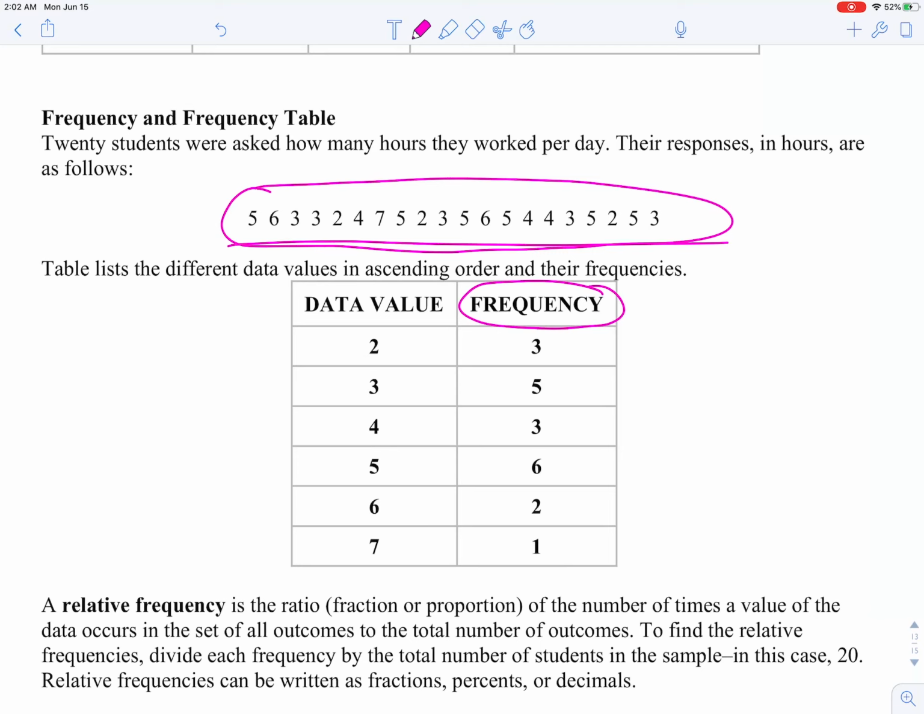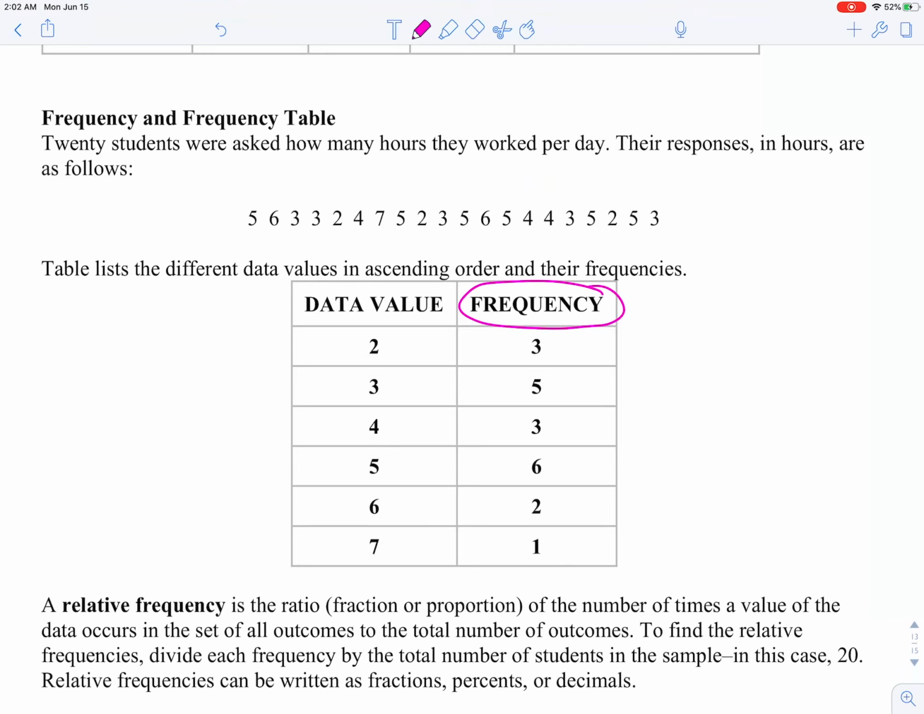So what we're going to do for frequency is go through the list and count how many 2s there are. Right? So let's see, there's a 2, there's a 2, there's a 2, right? So we have a frequency of 3 for the 2s. The number 2 comes up in this data set 3 times. And then we'd go through and count how many 3s are in it, and you'll see there's 5 3s, 3 4s, 6 5s, etc. Okay, so again, frequency, how frequent, how often something occurs.